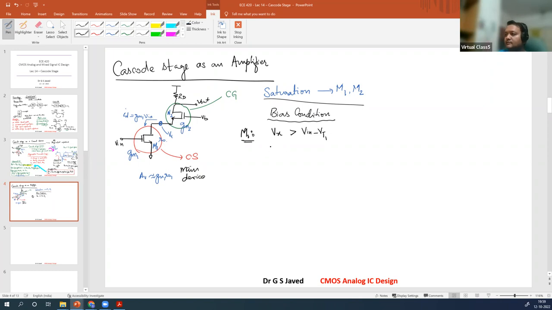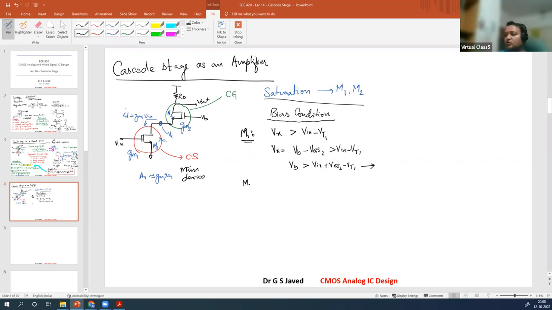Vx is Vb minus Vgs2. Now Vx equal to Vb minus Vgs2 is greater than Vin minus Vt1, right? Or find what is a bias transistor. So your VB has to be greater than Vin plus VGS2 minus VT1. So Vin minus VT1 is your VGS minus VT and you have another VT. So this is your VB value.